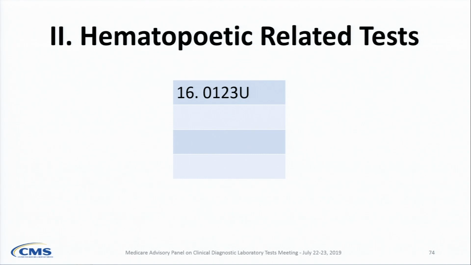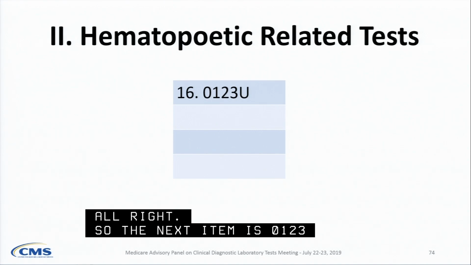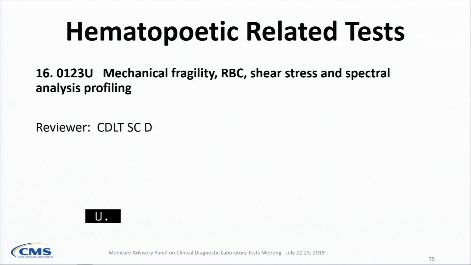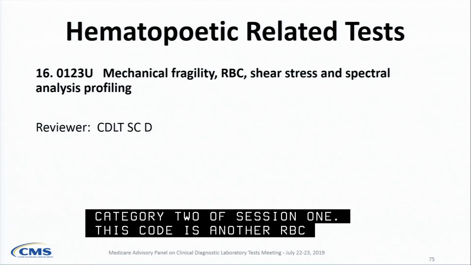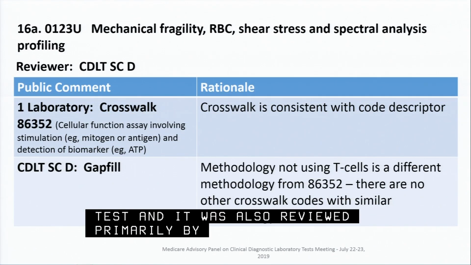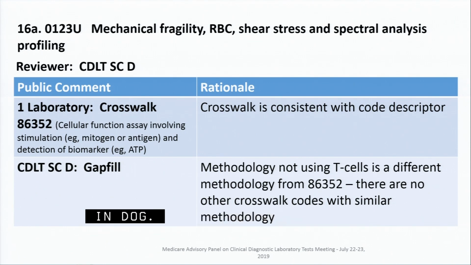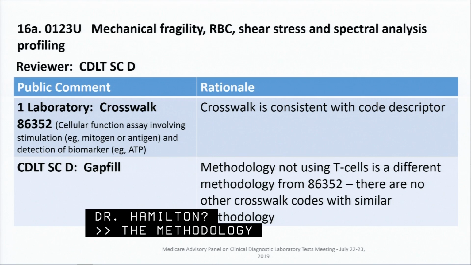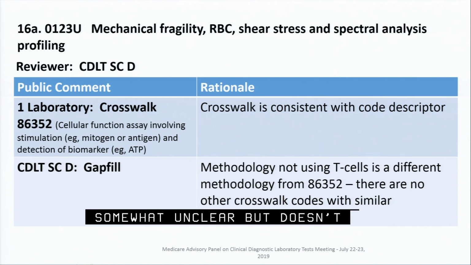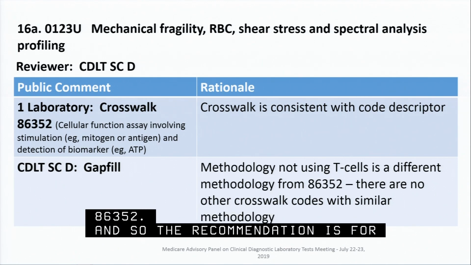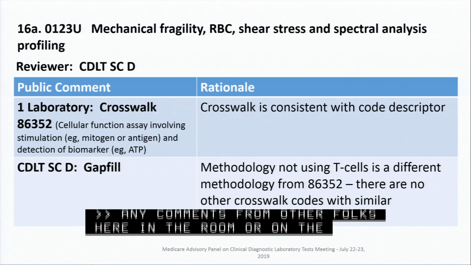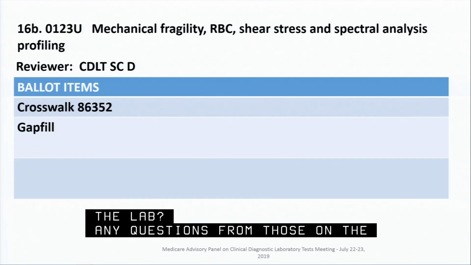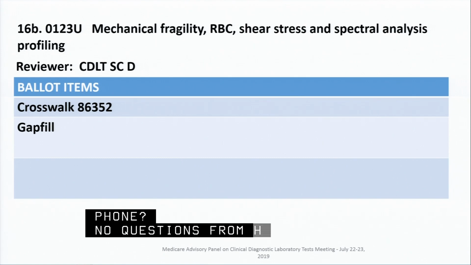All right, so the next item is 0123U, and this is the last code for Category 2 of Session 1. This code is another RBC-related test, and it was also reviewed primarily by Subcommittee D. Dr. Hamilton? Well, again, the methodology on this is somewhat unclear, but it doesn't seem to be well related to the 86352, and some recommendations for gap fill. All right. Any comments from other folks here in the room, on the phone? Any questions for the owner of the lab? Any questions from those on the phone? No questions from here? Your ballot items are 86352 and gap fill for code 0123U.